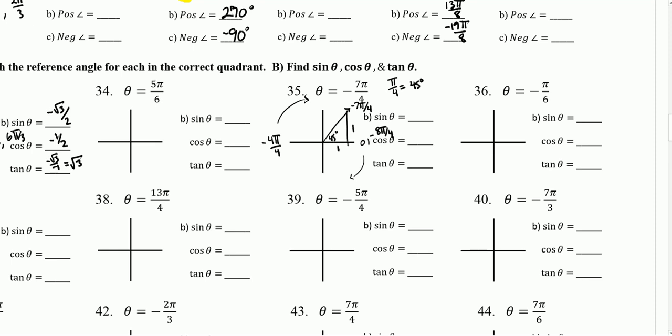So make these side lengths 1 and this root 2. Sine is going to be 1 over root 2. Multiply top and bottom by root 2 to get root 2 over 2. Cosine is also going to be the same. And tangent is opposite over adjacent, 1 over 1, which is 1.